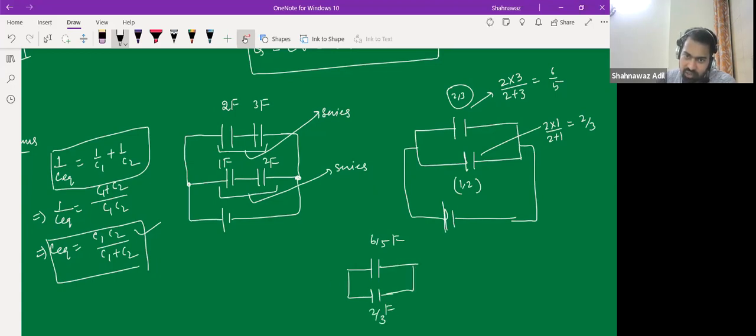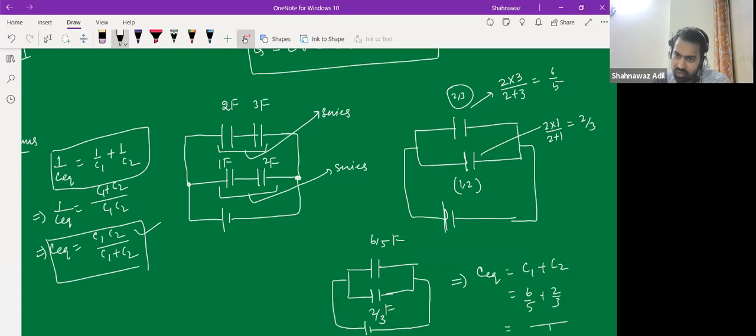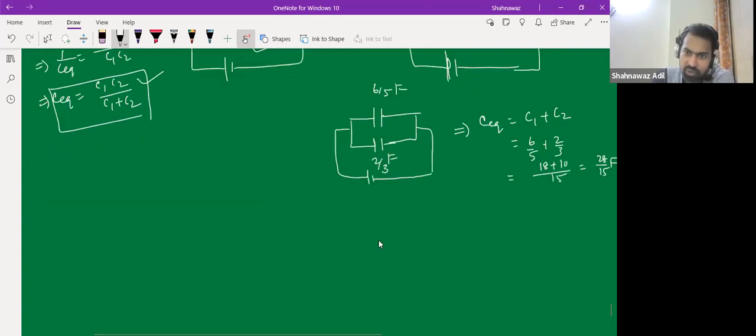Okay, and then this is in what kind of combination? Parallel. So we can calculate the C equivalent as C1 plus C2. So this would be 6 by 5 plus 2 by 3. So this is 15, and 3 6s are 18. So 5 2s are 10. So 28 by 15 farad. So this would be the equivalent capacitance. Is this clear to you guys? So this would be equal to 28 by 15 farad, and this is connected to some voltage.